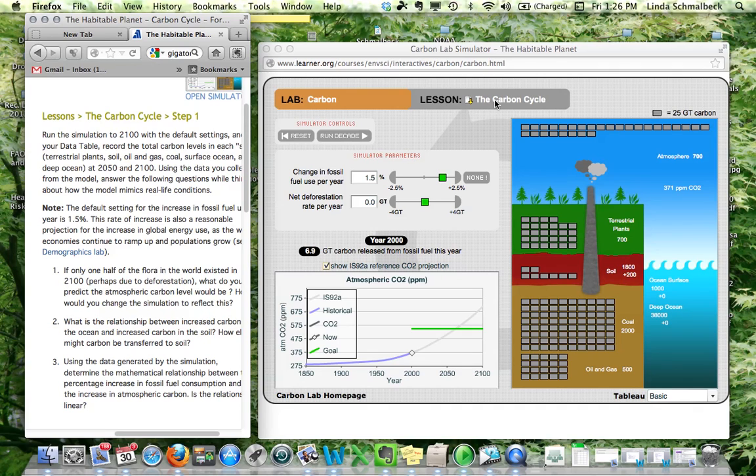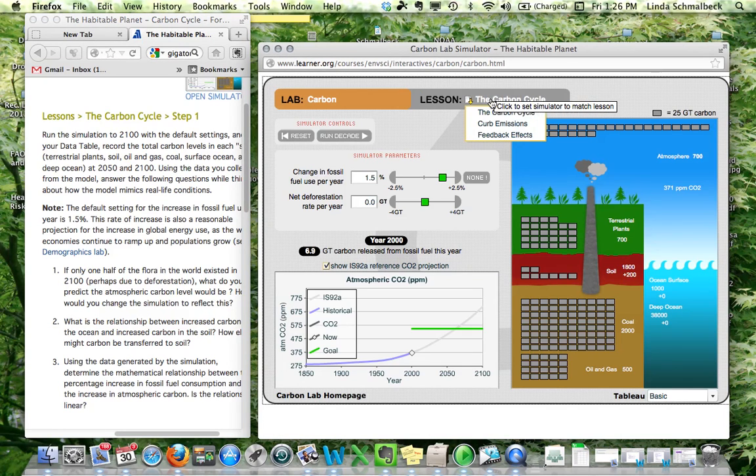So if you go up here and click, you'll see that there are the 3 lessons. So you want to make sure you're on the carbon cycle lesson because the range of options are slightly different for each of the lessons. Here are the controls, so you can move time forward and backward. Here are 2 places where you can change values, but for lesson 1 step 1, you're not going to change those. And here it shows you what year you're at.